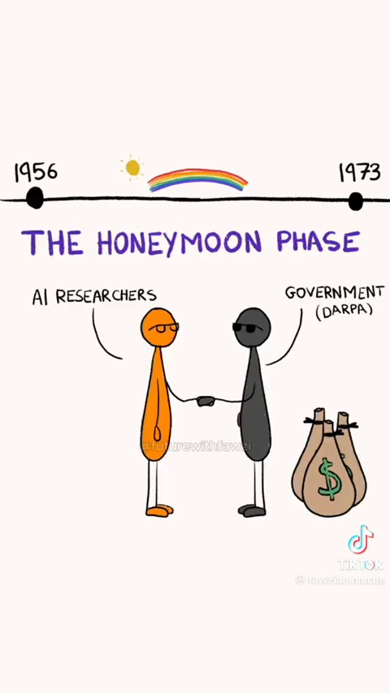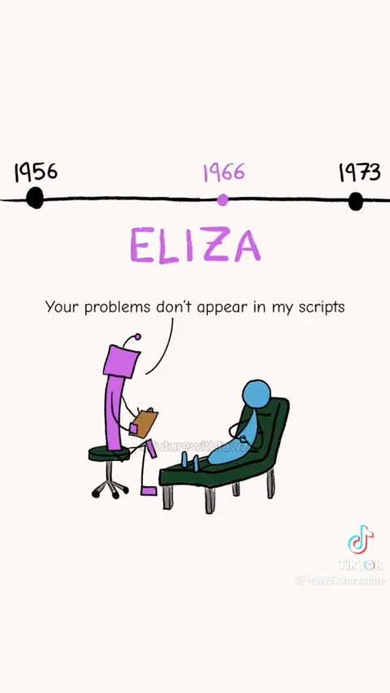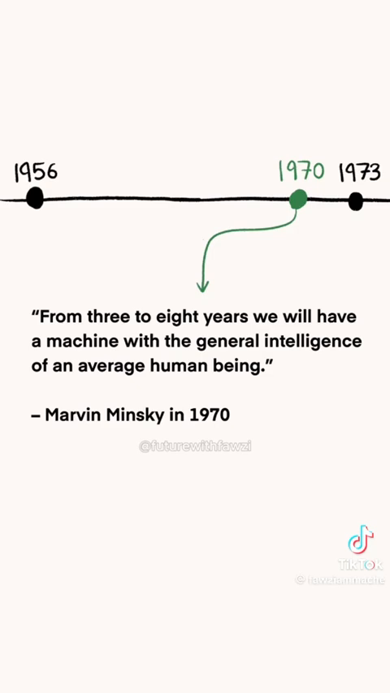From the 50s to the 70s, the AI field received generous government funding from DARPA, and the field witnessed its first breakthroughs, like Eliza, a chatbot that could talk to you like a psychotherapist. The hype and expectations around AI at the time were sky high. Some researchers even made bold predictions, like saying that machines would be as smart as we are within 8 years.